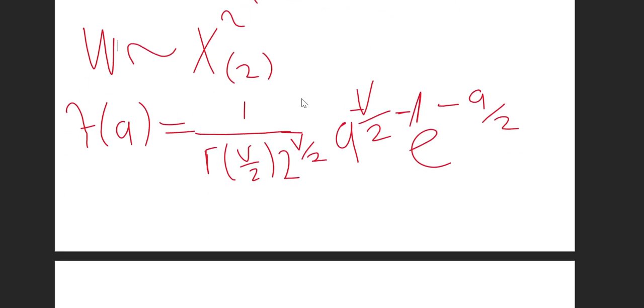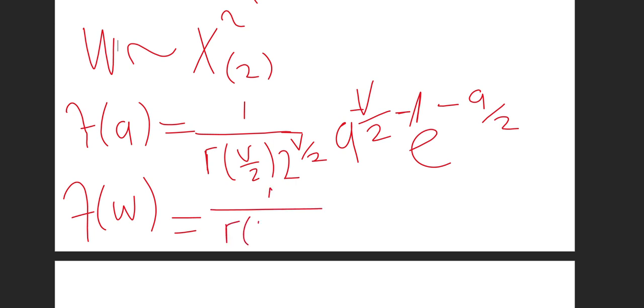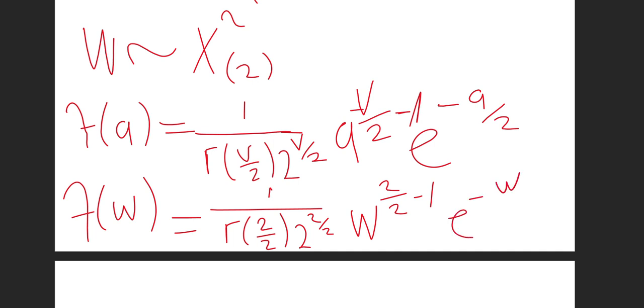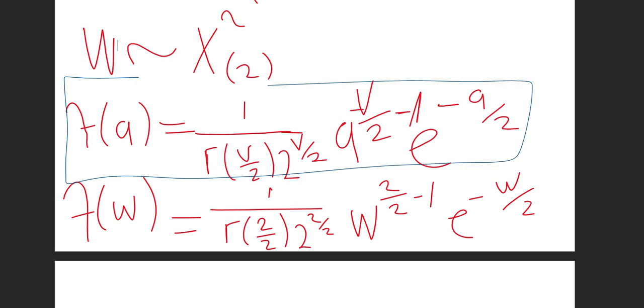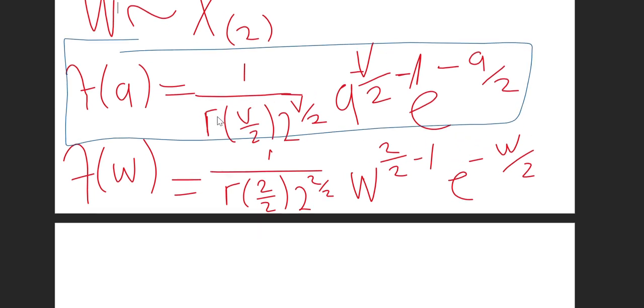So if we have 2 degrees of freedom, our f of W is going to be 1 divided by gamma of 2 divided by 2, times 2 raised to the exponent of 2 over 2, and then w, instead of a, raised to 2 divided by 2 minus 1, e raised to negative w over 2. This formula right here is the general PDF of a chi-square distribution.